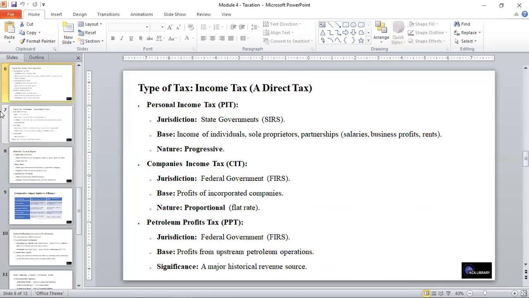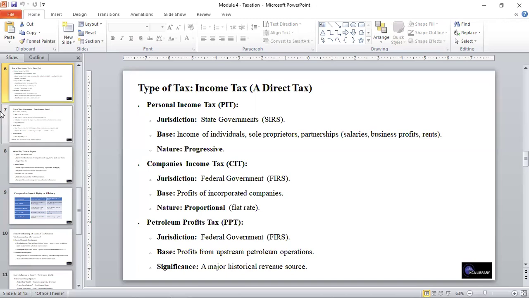We have the types of taxes, and we will first be looking at the income tax. Under income tax, we have the personal income tax, the company income tax, and petroleum profit tax. The personal income tax has jurisdiction under the state government, and the basis is the income of individuals, sole proprietors, partnerships, salary, business profit, and rent. It is actually progressive in nature.